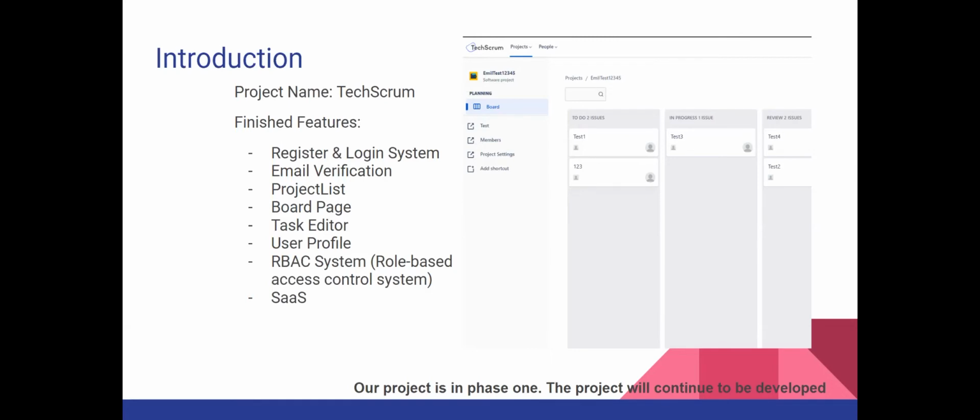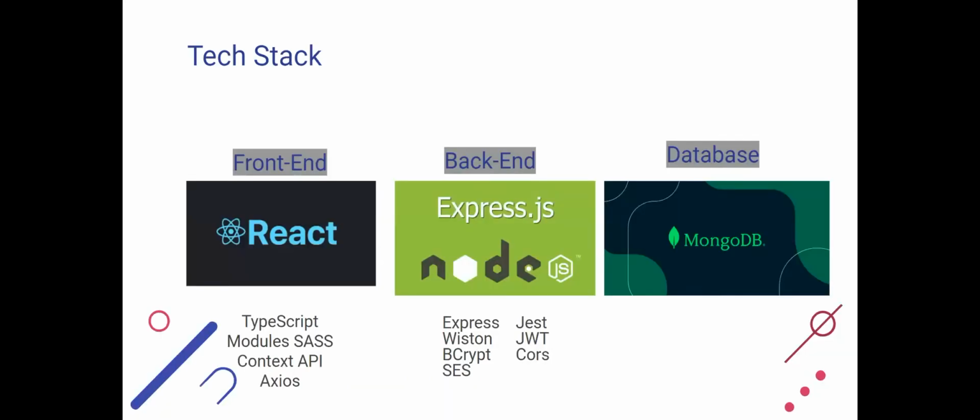Just enjoy the journey. First of all, it's about our tech stack. We have three main parts. The first one is the front end, which is made with React, with some very important libraries including TypeScript, Sass, Context API, ACL, and so on. In the back end, we use Node.js with other libraries including Express, Jest, Joi, JWT, CORS, and so on. And lastly is Mongo as our database.